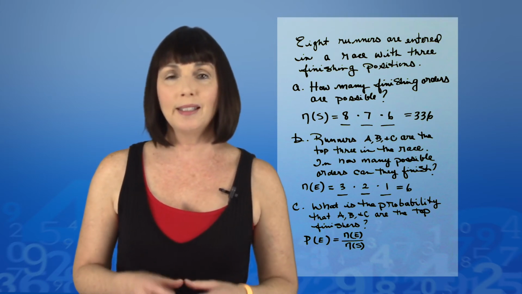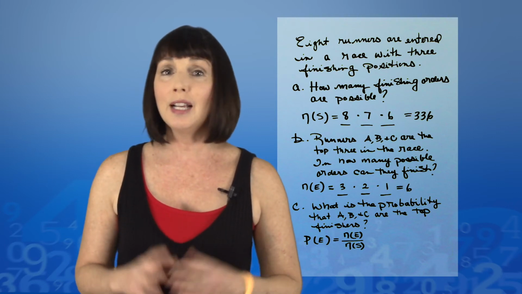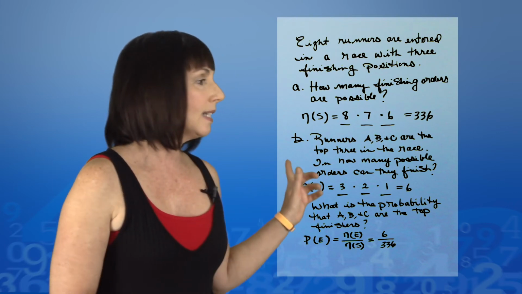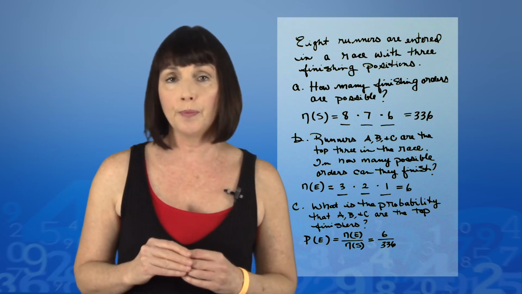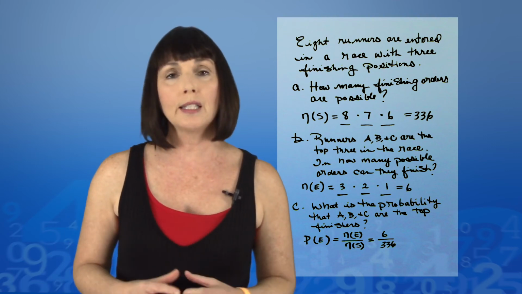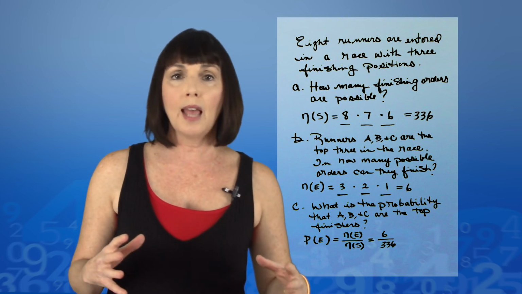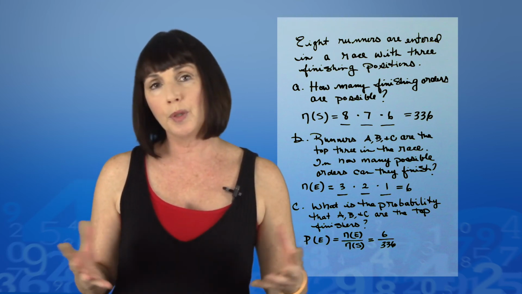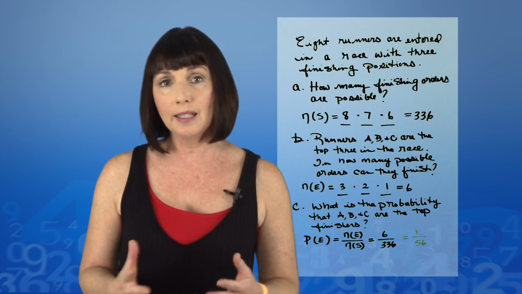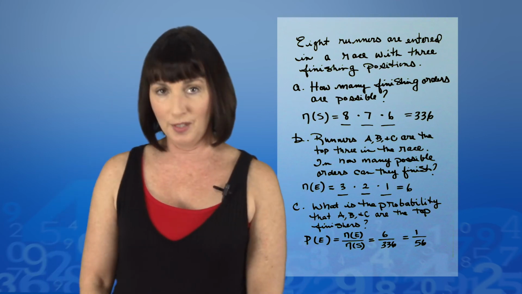So the probability that this particular event can occur is equal to 6, the number of ways those top 3 runners could finish, over 336, the number of ways that we can get different finishes when all the runners are considered. And when we reduce, we find that the probability is equal to 1 over 56.